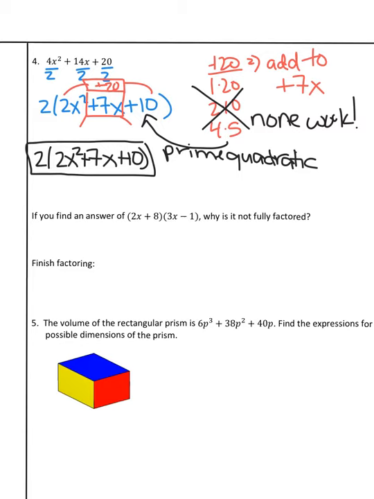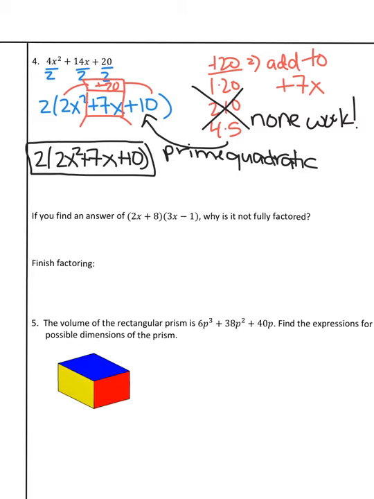All right, last thing we have down here is if you find an answer of 2x plus 8 times 3x minus 1, why is it not fully factored, right? So if you're looking at this problem, if you gave me this as an answer for a factor problem, I would tell you you're not done. It's not factored all the way. You need to factor as far as you can go.